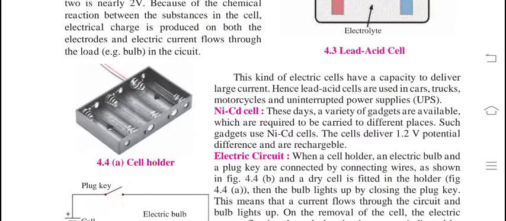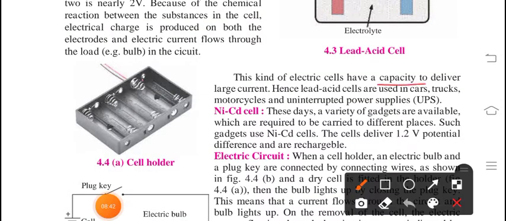This kind of electric cell has the capacity to deliver a large current. The dry cells we have seen can only deliver a small amount of current. But if you want a large amount of current, then you have to take a lead acid cell. Hence lead acid cells are used in cars, trucks, motorcycles, and uninterrupted power supplies, which is UPS.